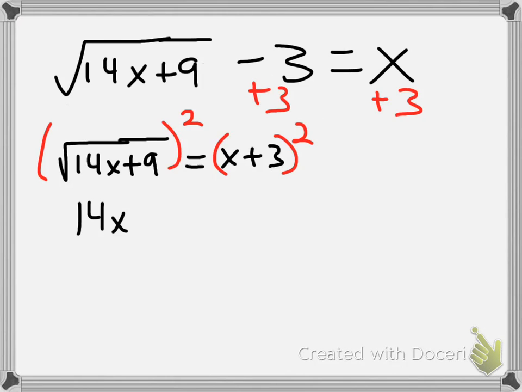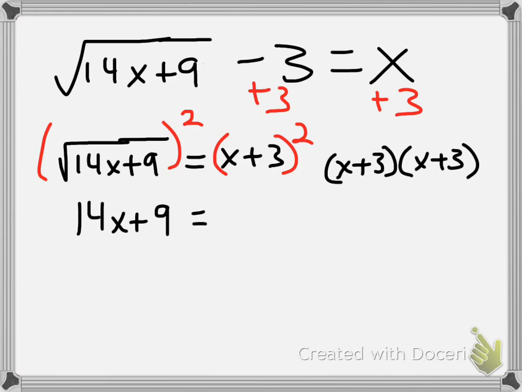So now I have 14x plus 9. And on the right, the quantity x plus 3 squared means the same thing as x plus 3 times x plus 3. When I FOIL that, it's going to leave me with x squared plus 6x plus 9.